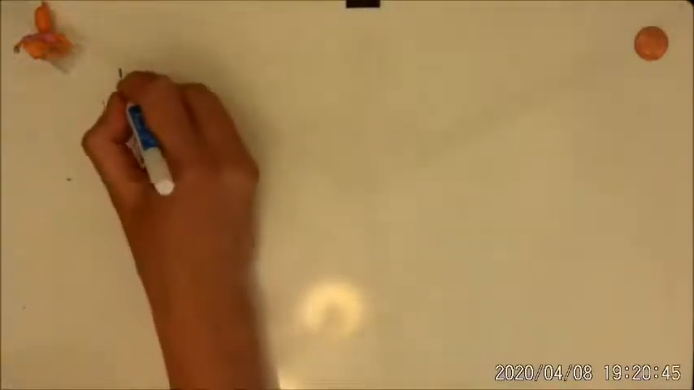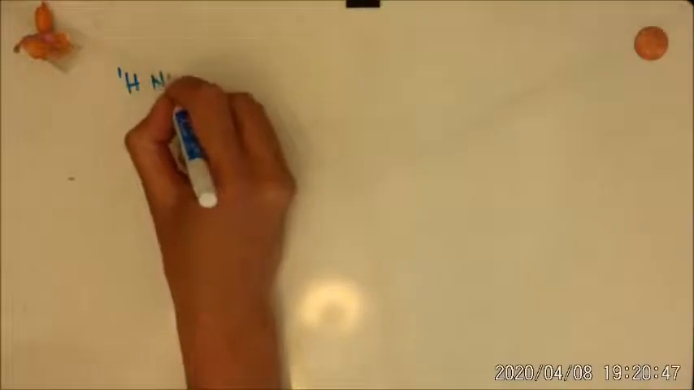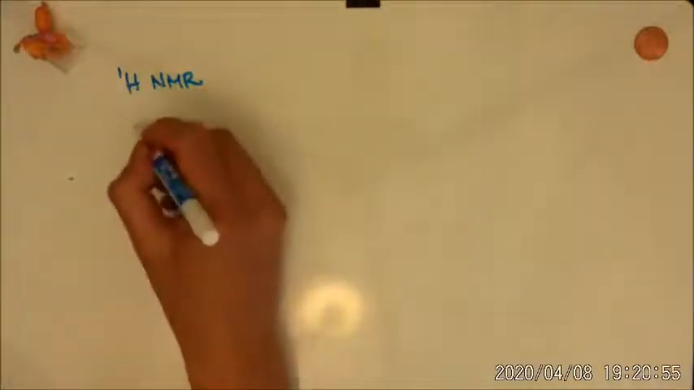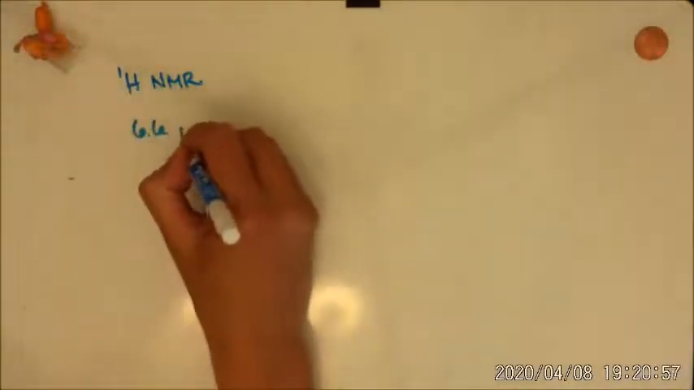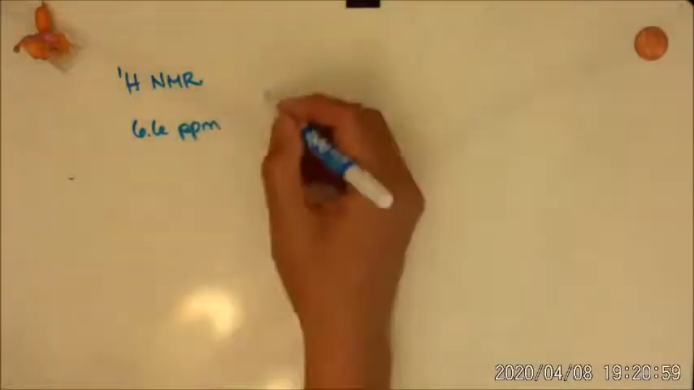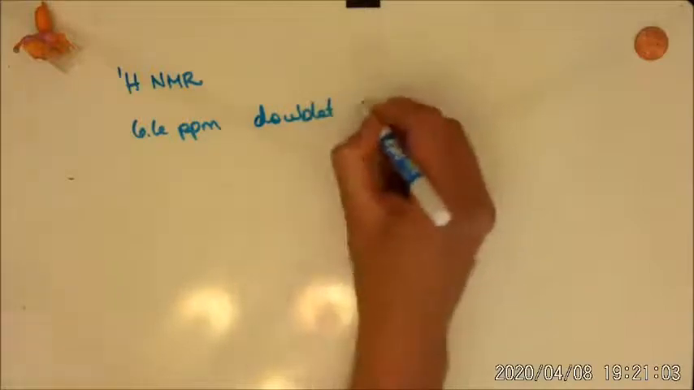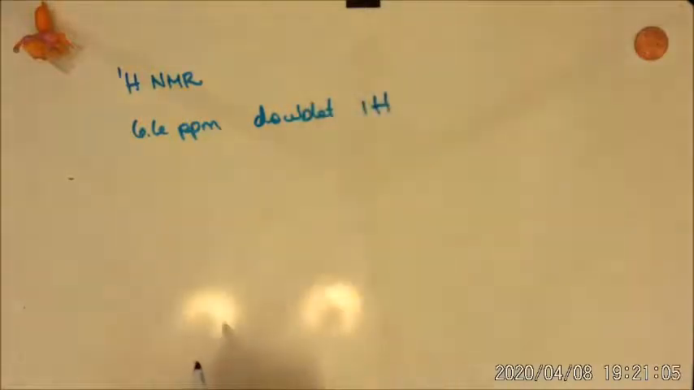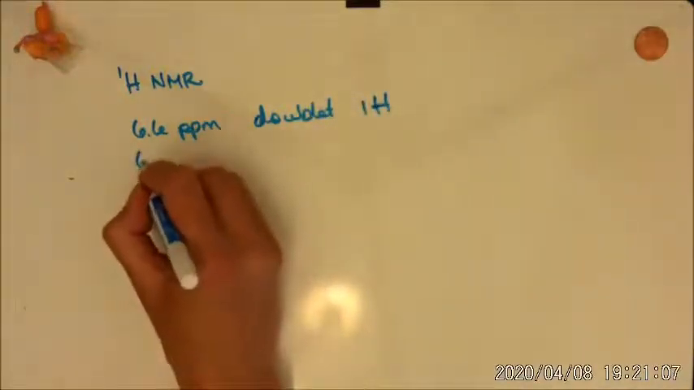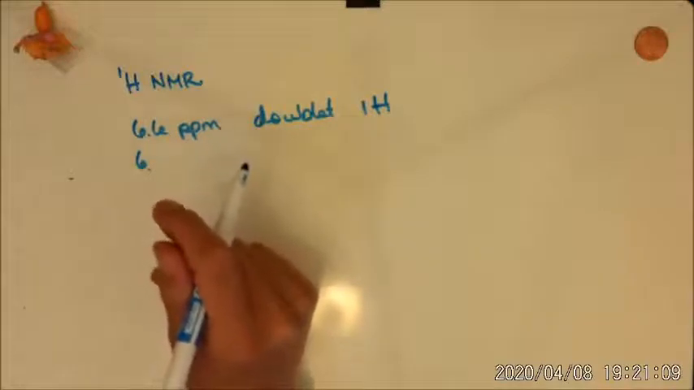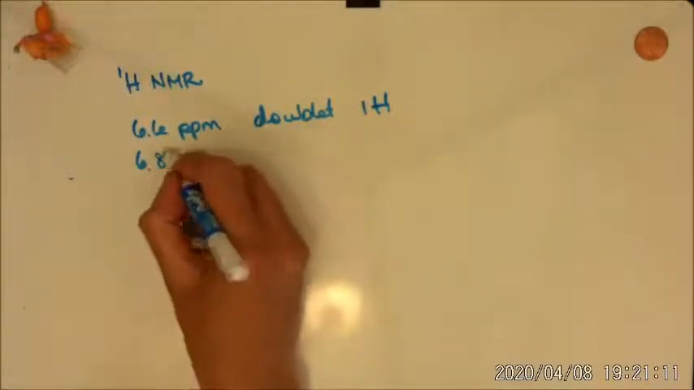Let's take a look at our proton NMR. There's nothing upfield of 5, but what we do see is at about 6.6 ppm, we see a doublet, and it's 1 hydrogen. Now we see about 6.8, let's say, ppm.